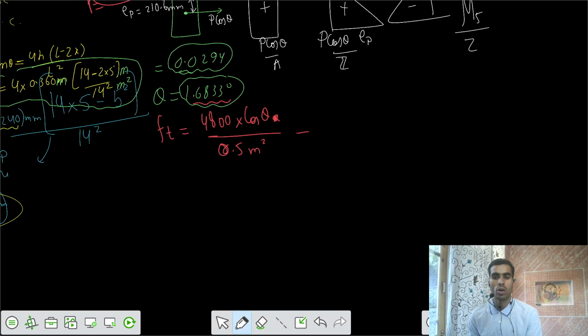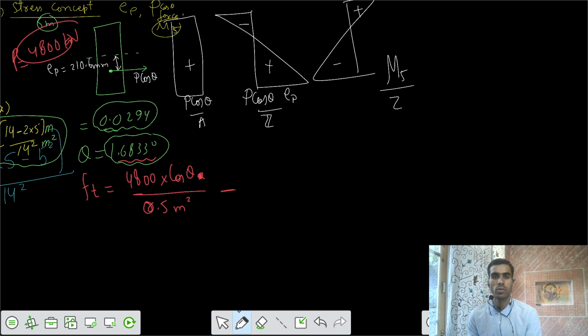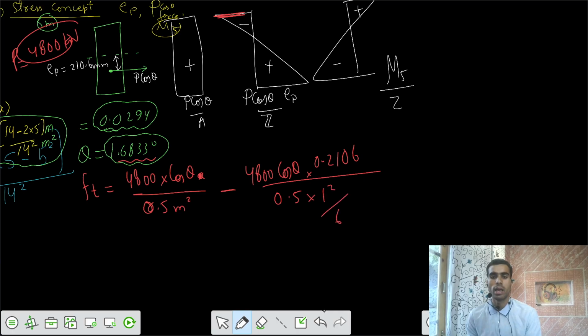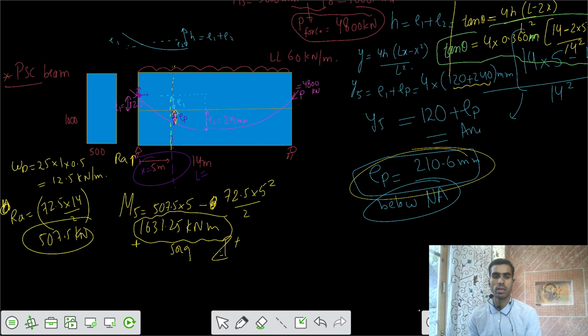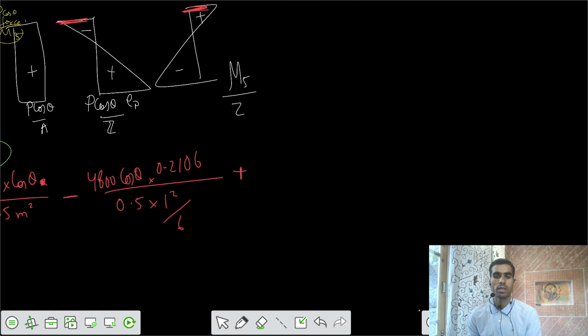After that, we have top tensile, so we have to write negative. Top tensile is P cos theta into e_p, 0.2106 meters, divided by section modulus bd square by 6. And after that, we have compressive M5 by Z. The moment at 5, we calculated that it was 1631.25 kilonewton-meters, divided by section modulus of bd square by 6.